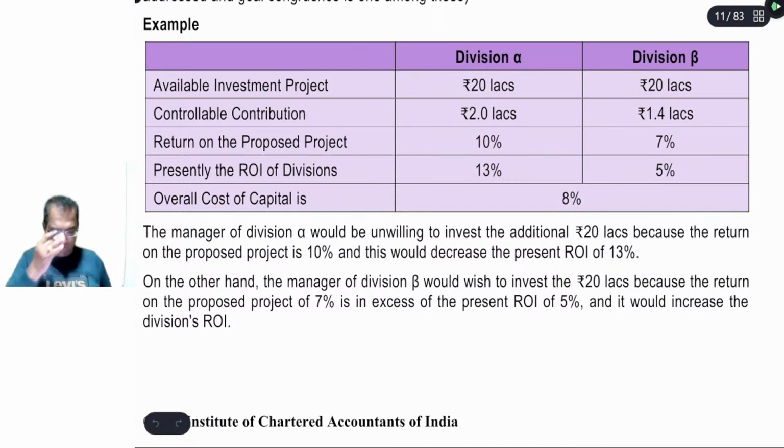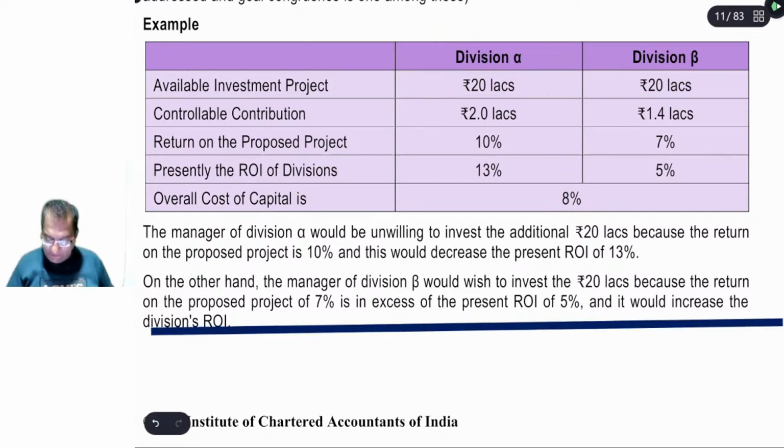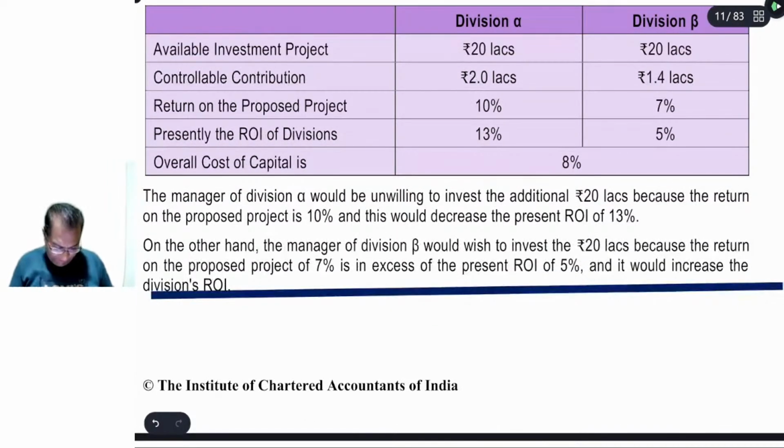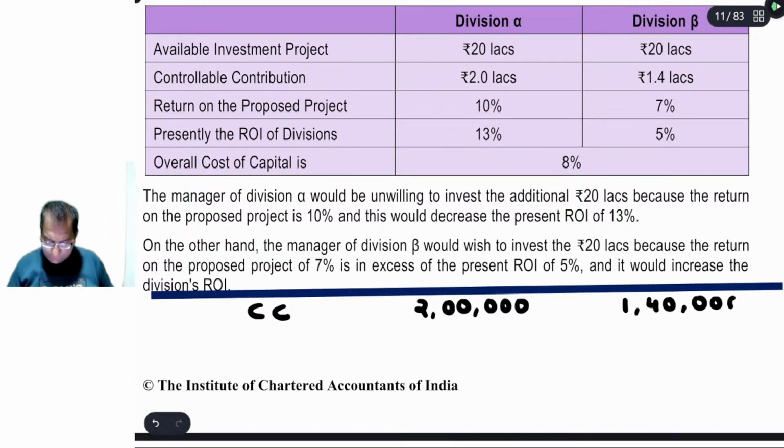देखिए बेटा, इसी क्वेश्चन को लेके चलते हैं जो अपन ने किया था आरओआई के लिए. अब इसी को अगर मैं आरआई के फॉर्मूले से सॉल्व करूं, तो मुझे चेक करना है वेदर इट विल प्रमोट द कंसेप्ट ऑफ गोल कॉन्ग्रुएंस और नॉट. सो देखिए, सबसे पहले कंट्रोलेबल कंट्रीब्यूशन. कंट्रोलेबल कंट्रीब्यूशन मुझे दिया हुआ है 2 लाख रुपए है. ठीक है बेटा. डिपार्टमेंट बी में कंट्रोलेबल कंट्रीब्यूशन 1,40,000 है. ठीक है. माइनस, मुझे माइनस करना है नोशनल कॉस्ट ऑफ कैपिटल.